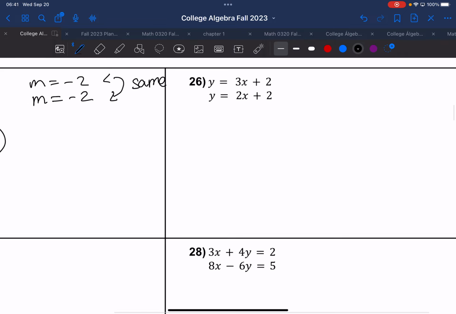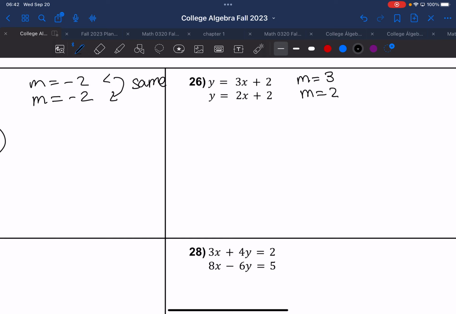Same for 26. What form are these lines in? Slope-intercept. Remember, we've only talked about two, slope-intercept and standard. Since it's in slope-intercept form, what's the slope of the first one? Good, 3. What about the second one? 2.